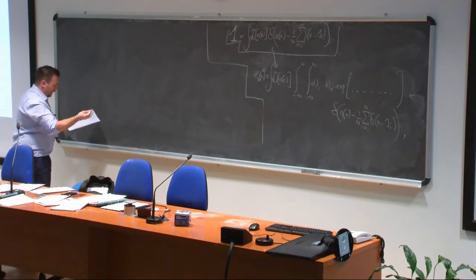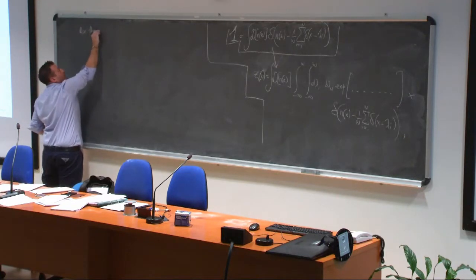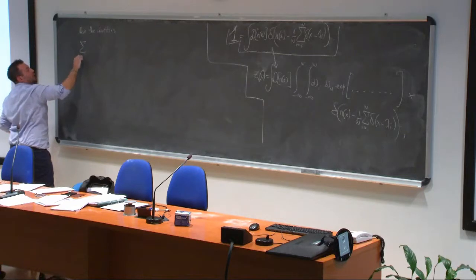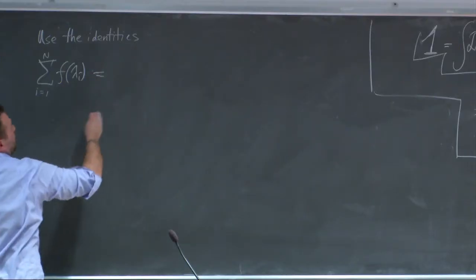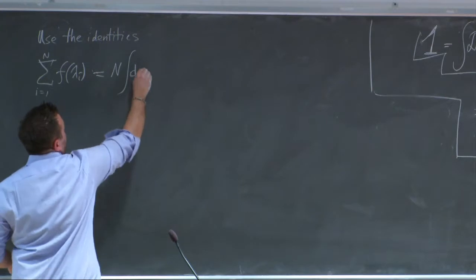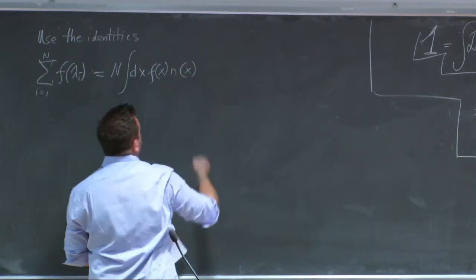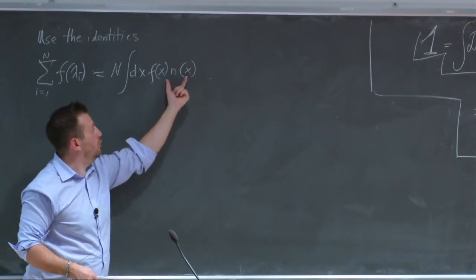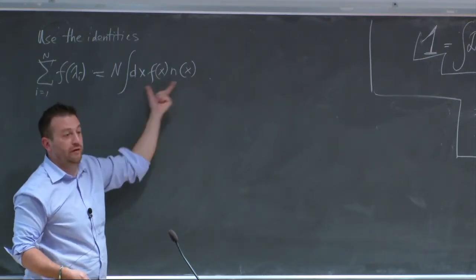The fact that we have introduced this counting function allows us to use the identities. The summation over i from 1 to n of any function f of lambda i can be written as n times the integral dx of f of x times n of x. So all you have to do is replace here the definition of the counting function n of x in terms of the sum over delta functions of x minus lambda i, and carry out the integration.